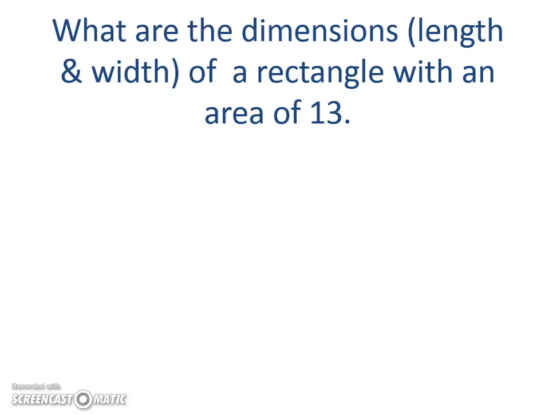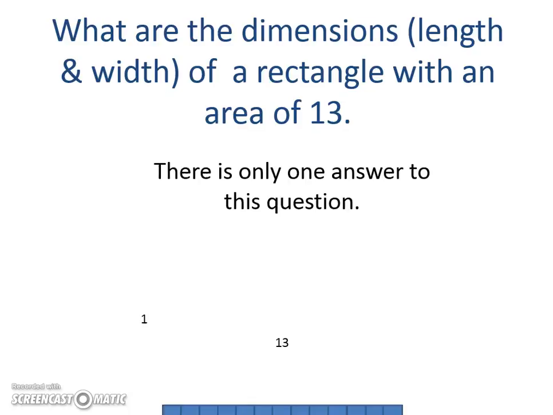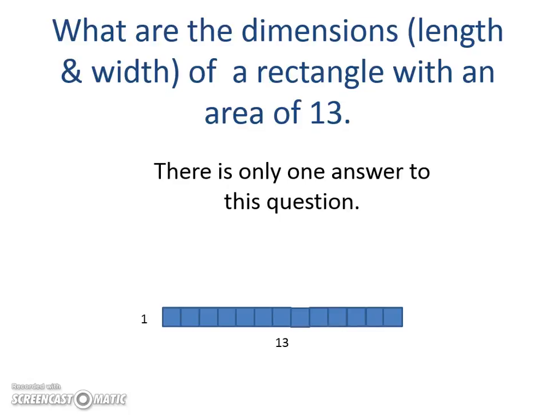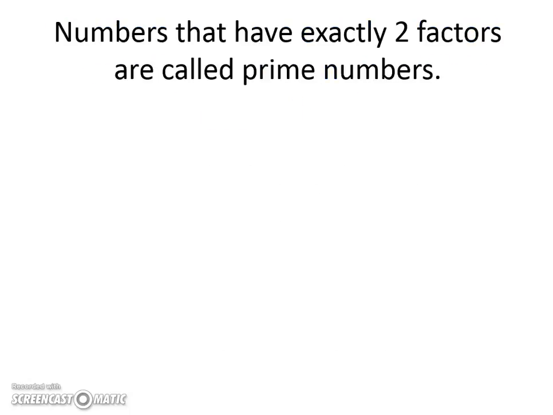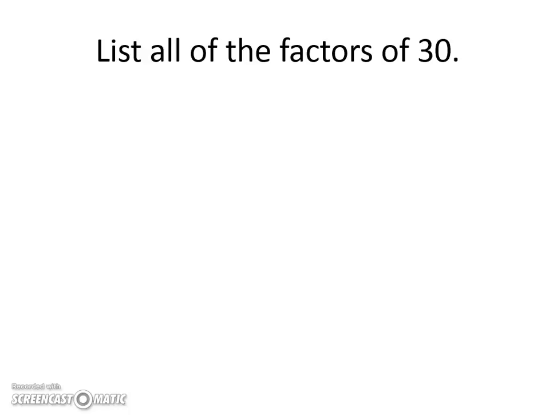Okay, let's see what you came up with. For this problem, there is only one answer, a 1 by 13. 13 has exactly 2 factors, 1 and 13. This tells us that 13 is a prime number, and we'll talk more about prime numbers later on in this unit. If a number has exactly 2 factors, we call it a prime number.